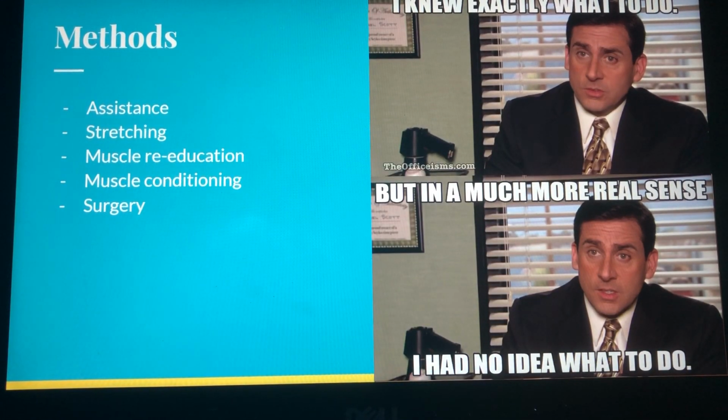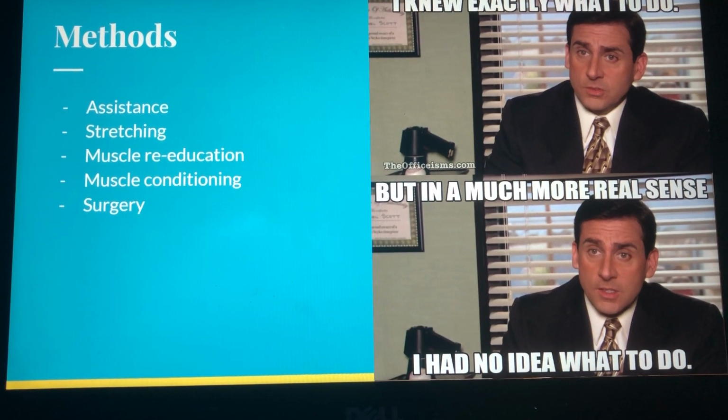The methods used when going after scapular dyskinesis rehab are assistance, which involves the gliding and the more Mulligan type rehab, stretching, muscle reeducation, muscle conditioning, and surgery if needed to correct underlying problems.